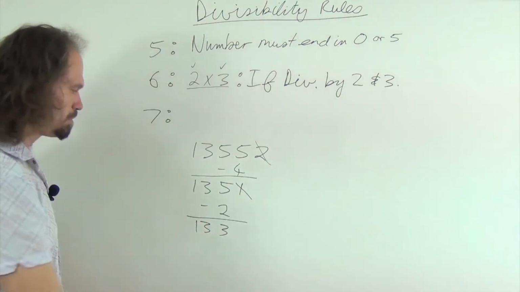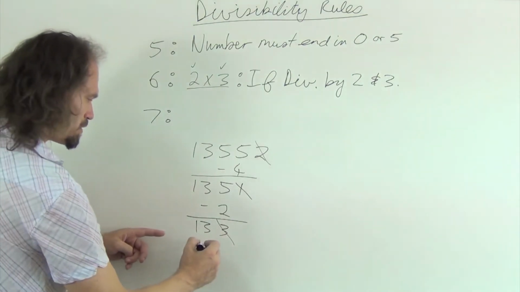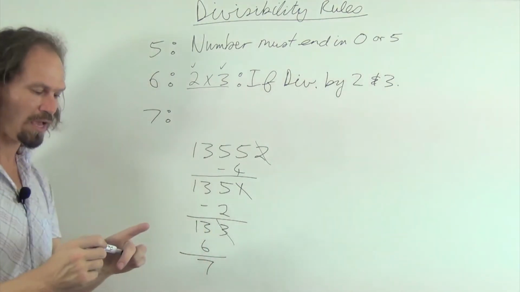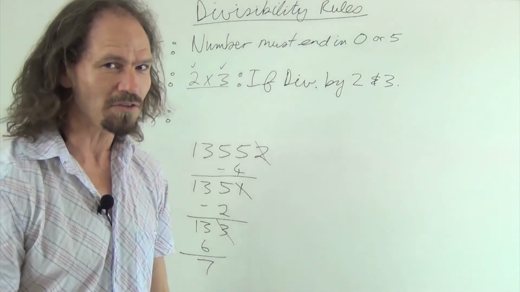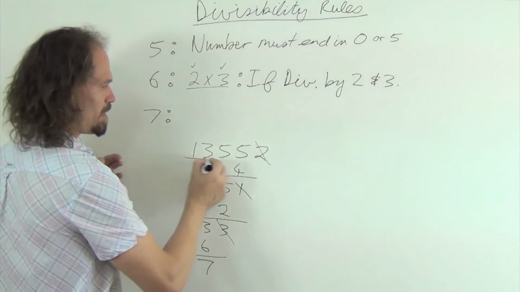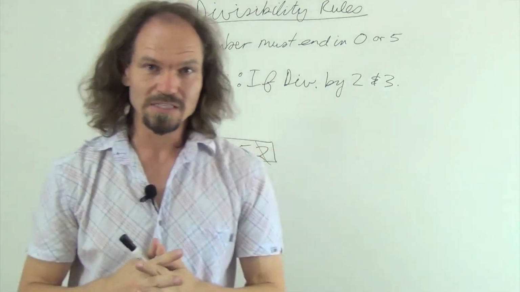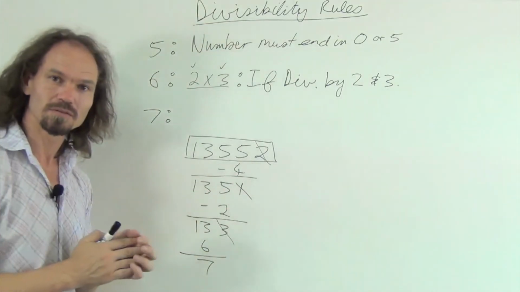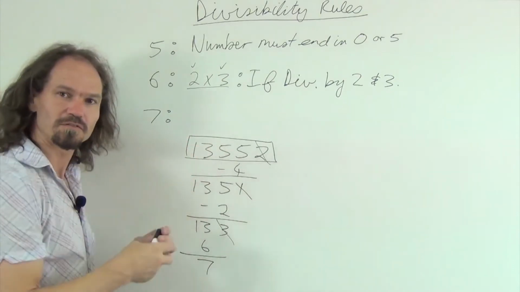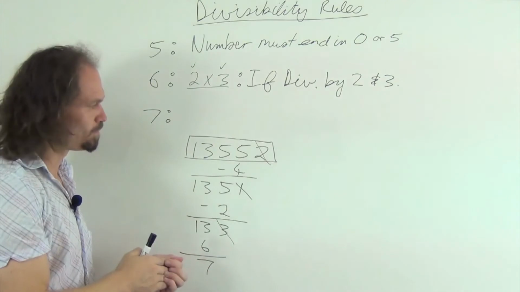I'm still not sure. Well, let's do it again. Take the last number away, times it by 2. 3 times 2 is 6. 13 minus 6 is 7. And I go, hey, wait a bit. 7 divides into 7, doesn't it? 7 goes into there once, which means that the number 13,552 is divisible by 7. Very simple rule that you just repeat. Just keep on taking the last number away and subtracting twice it and so on.